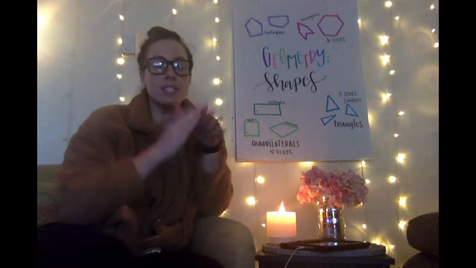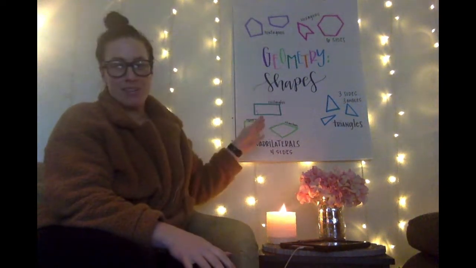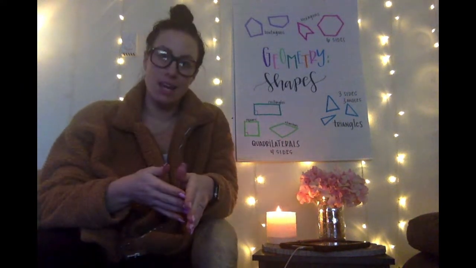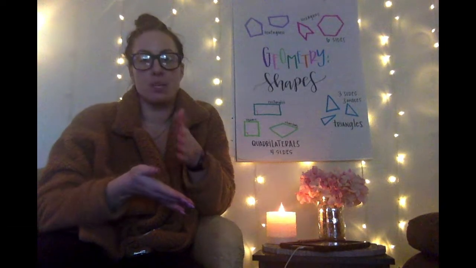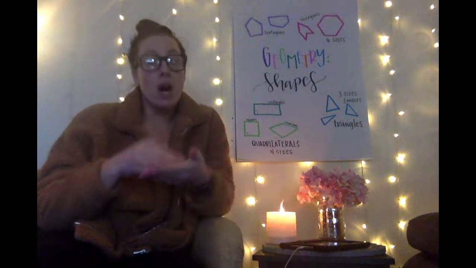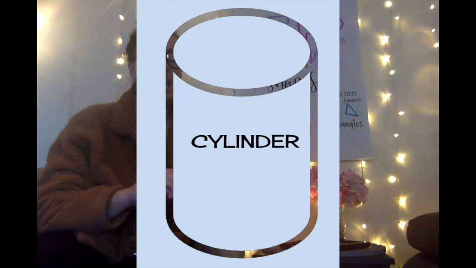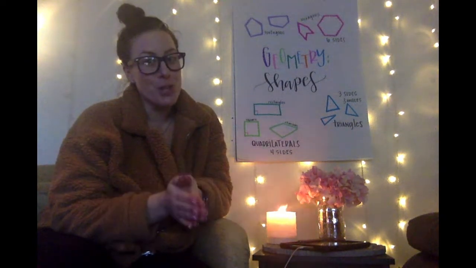So, of course, in the geometry shape world, there are more than just these few shapes. These are just the ones that I wanted to introduce today. Of course, there are circles. Of course, there are trapezoids and ovals and other shapes that we will eventually get to. We will also later be introducing things like cubes and cylinders. But for now, these are the shapes that you need to know.